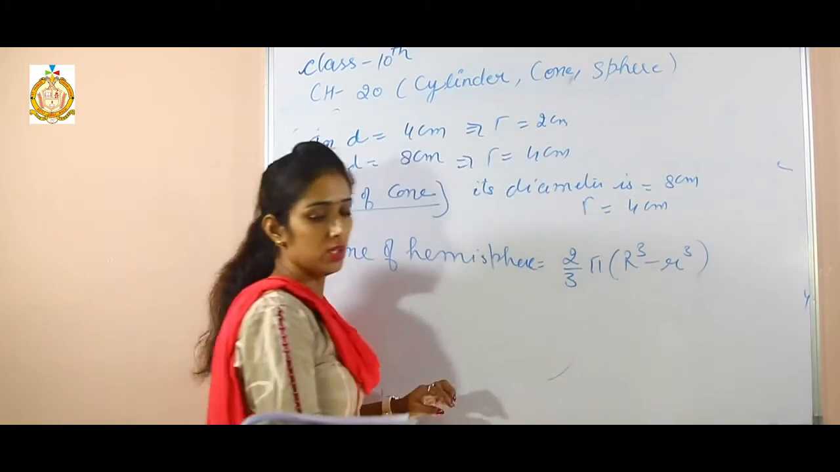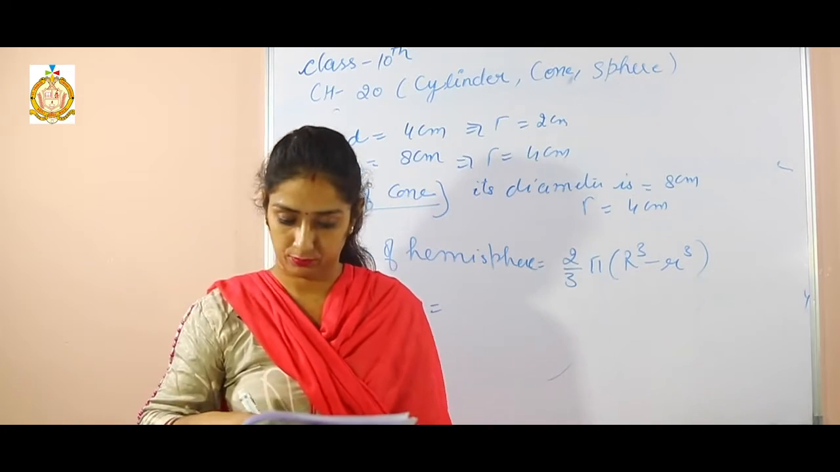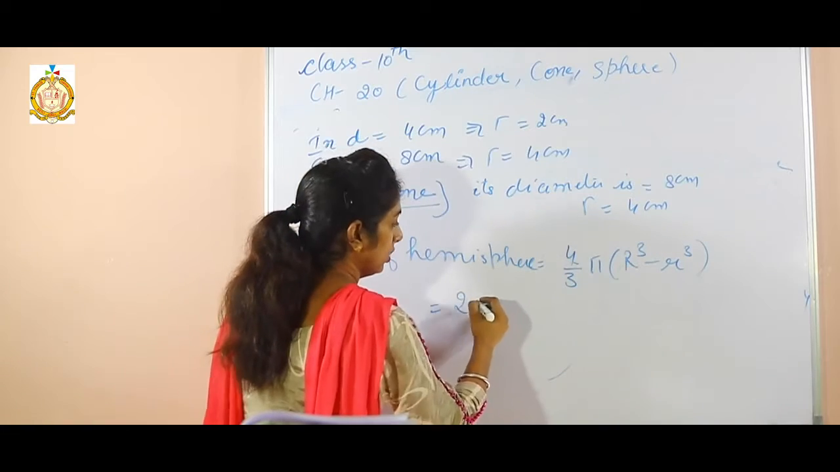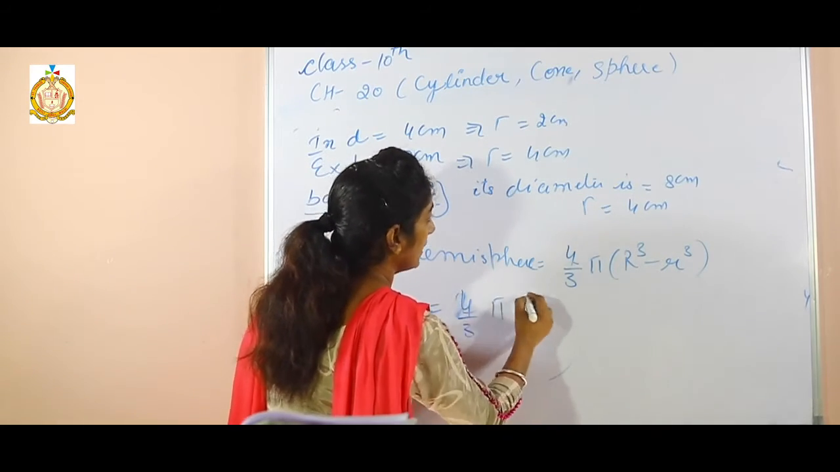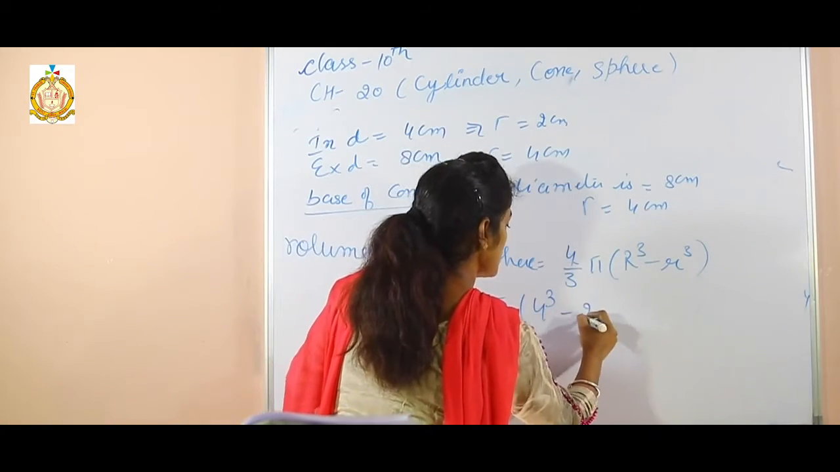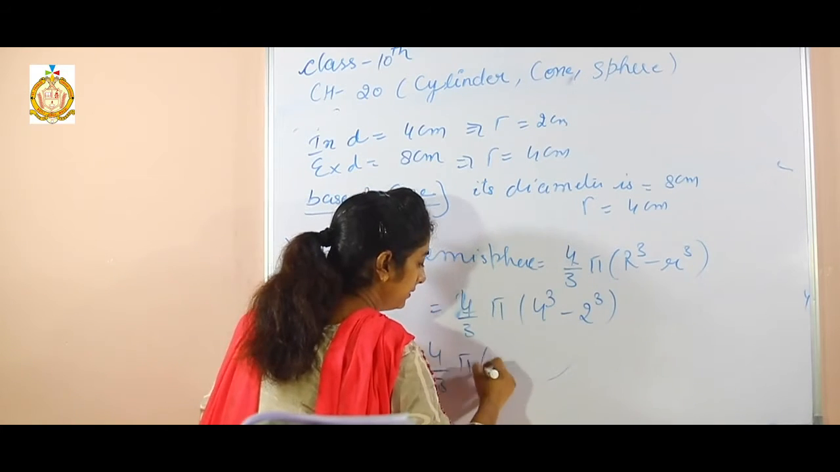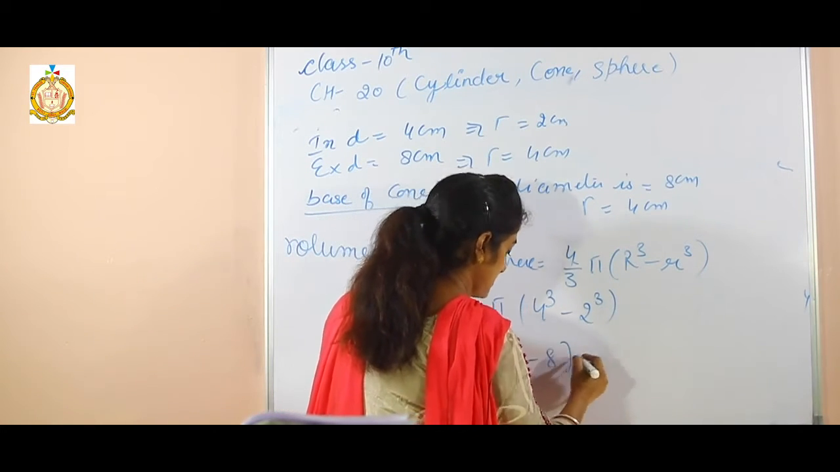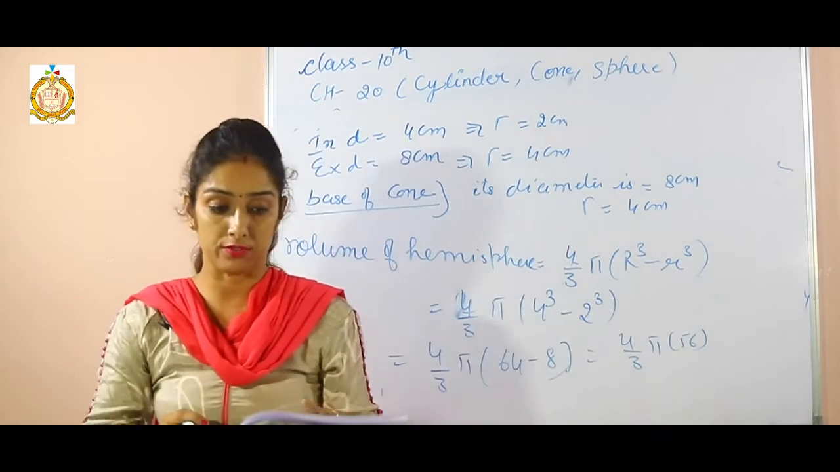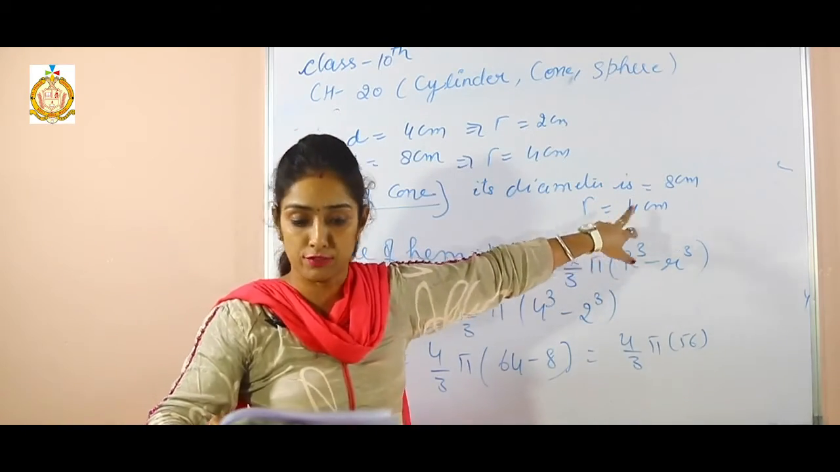Now here is a hollow sphere, so we have to use 4 by 3 pi. Now what is r? R is 4 and 2. Now 4 cube minus 2 cube, right? After that we get 4 by 3 pi into 64 minus 8, which is 4 by 3 pi into 56. And next, he said that the diameter of the cone is 8 centimeter and its radius is 4 centimeter.